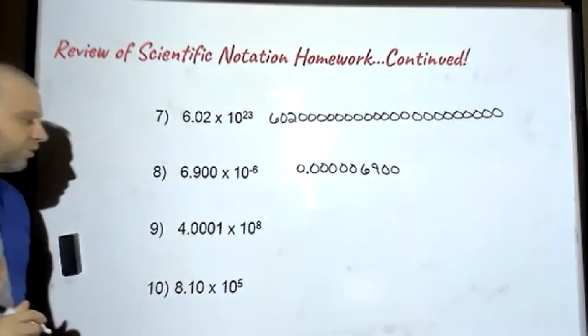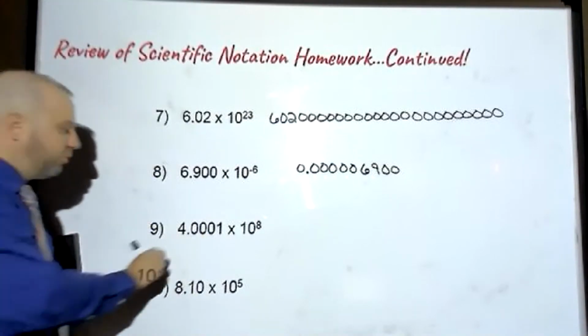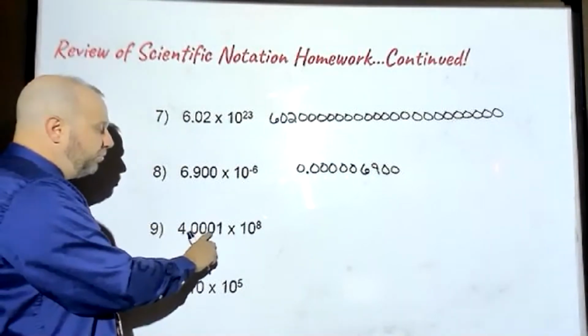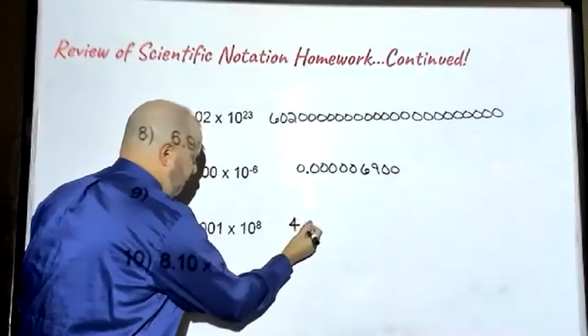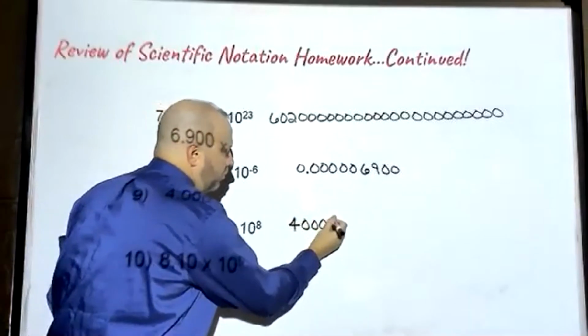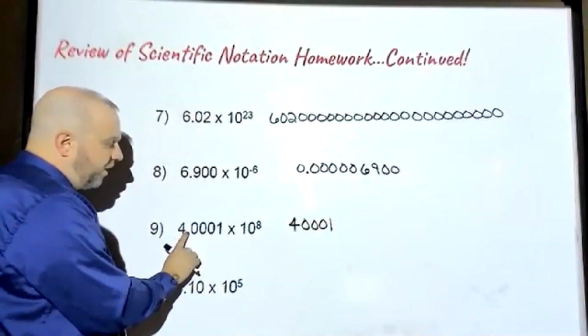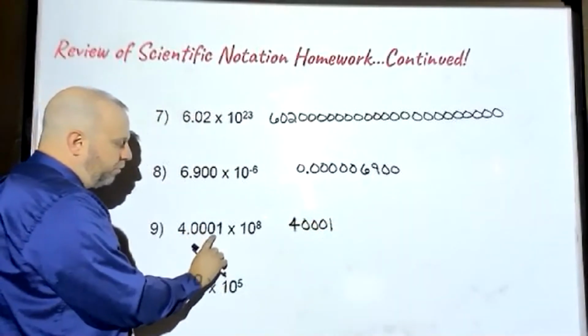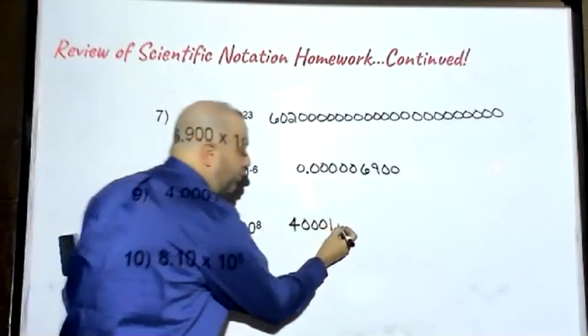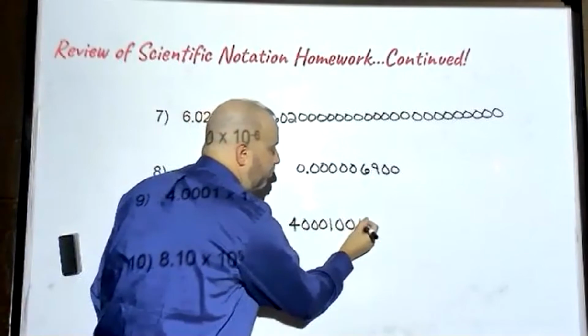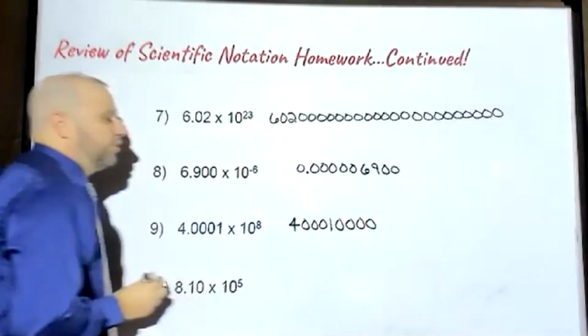Let's take a look at question number 9. We have 4.0001. Now, I have moved the decimal place 1, 2, 3, 4 times. I need to move it 8 times, so I have to add on 1, 2, 3, 4 zeros here.